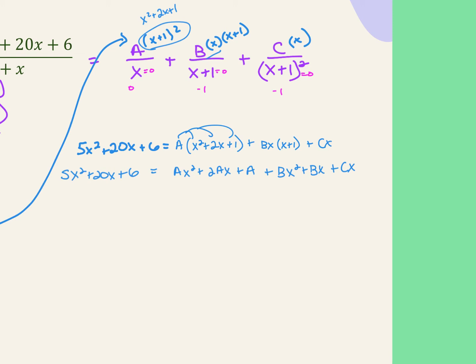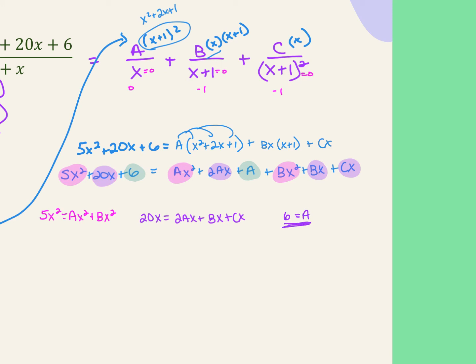We're going to take and group together every x squared in our equation. So here's an x squared, here's an x squared, and here's an x squared. So I say 5x squared equals ax squared plus bx squared. Then I group together all the x's. So 20x equals 2ax plus bx plus cx. And then the only constant, 6, is equal to a.